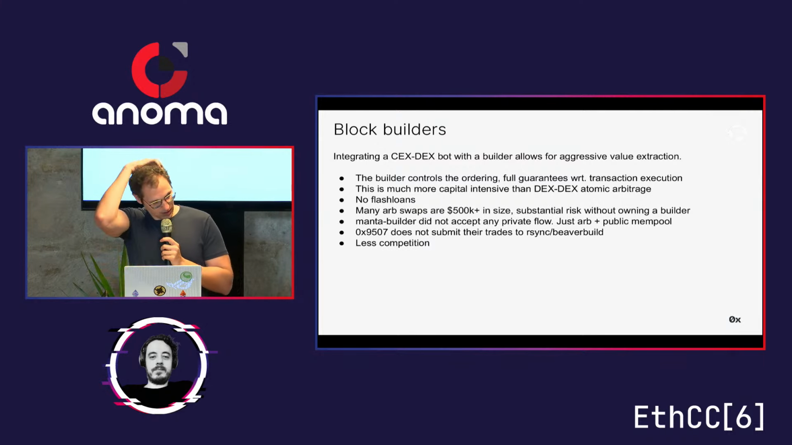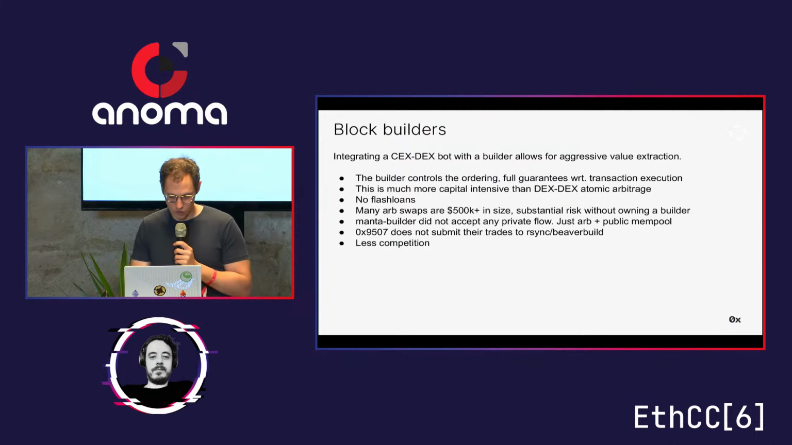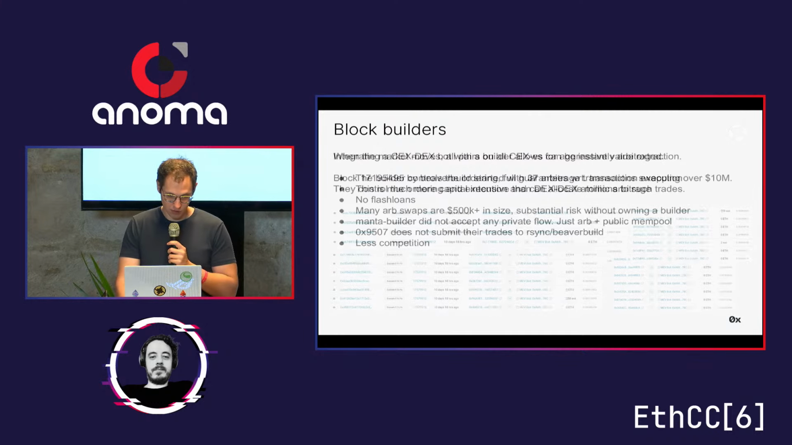An interesting thing to note was that Manta Builder did not accept any private flow. They were just building for whatever arbitrage they can create, plus what they found in a public mempool. Other builders, they build with what they create, but they also accept, for example, sandwiching bundles from other searchers. Manta did not do that. And 0x9507, that's Jump, they did not submit trades to Wintermute SCP. That's pretty obvious. And there is just less competition because this is much more difficult to do than on-chain searching.